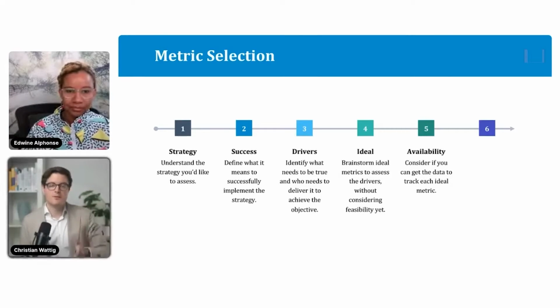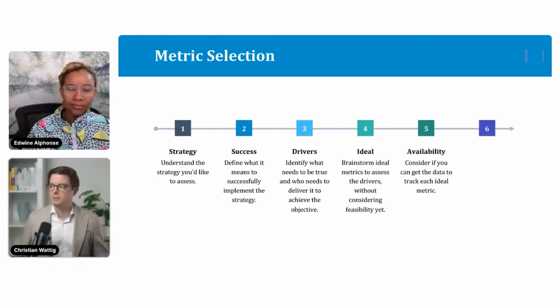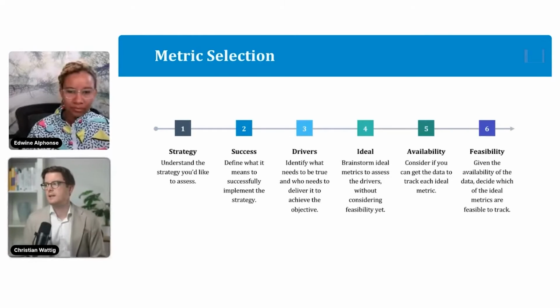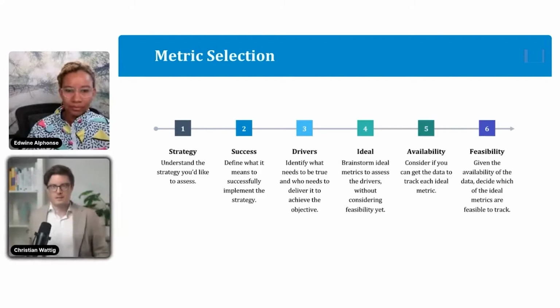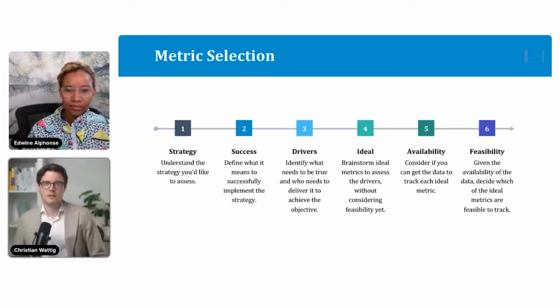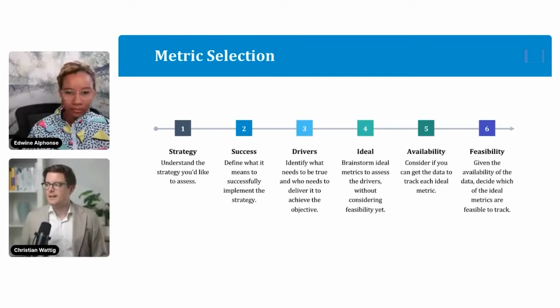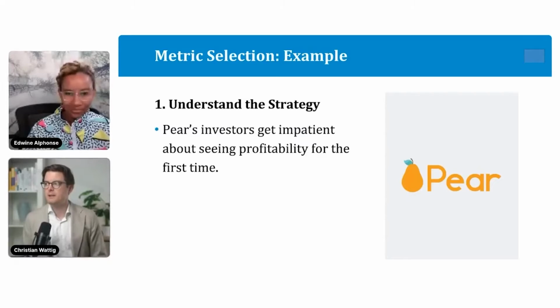So only once you're done with that ideal list, you do the availability step where you look at, okay, do we even have the data? Can we get it? Is the data reliable? And then lastly, you make a decision about which metric to track. Because this can sound a bit abstract, I want to give you a concrete example with this made-up company Pair.